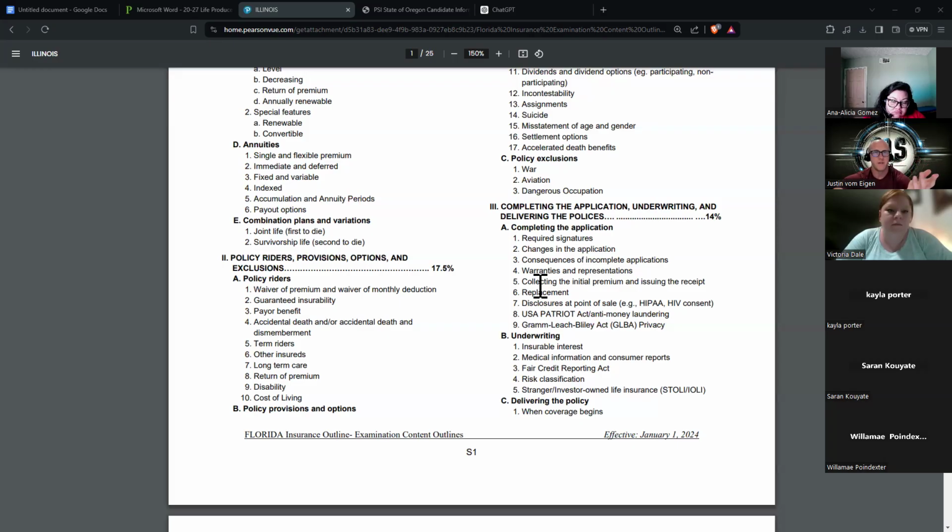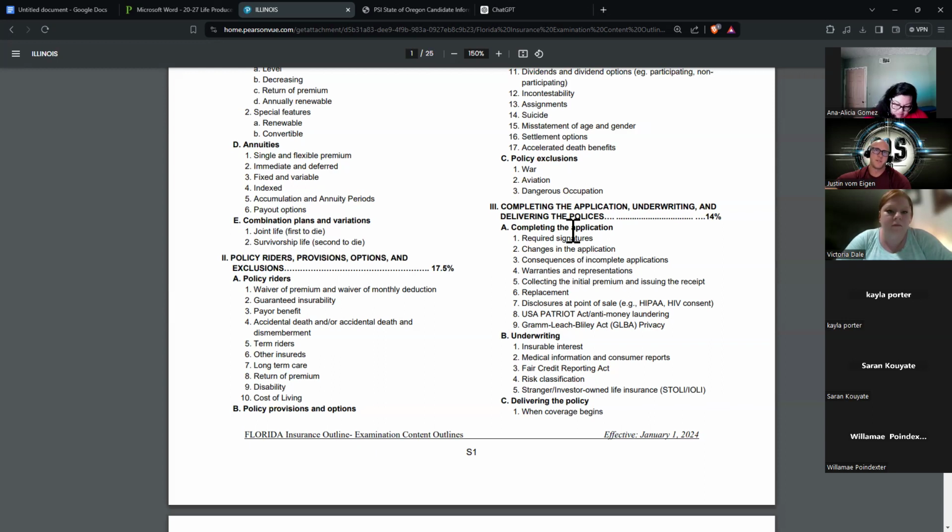Some of them call them binding receipts. Some of them call them conditional receipts. You have to look in your course to see exactly what the differences between those are. And here it just says issue receipt, so it's probably a conditional receipt. Replacement. There are a lot of state laws regarding replacement, so this will also be covered in depth in the state law sections that you read.